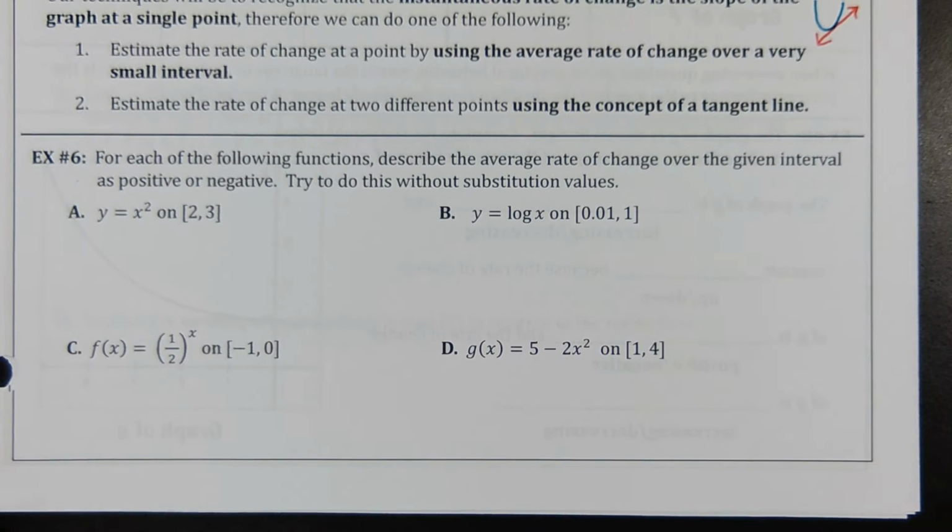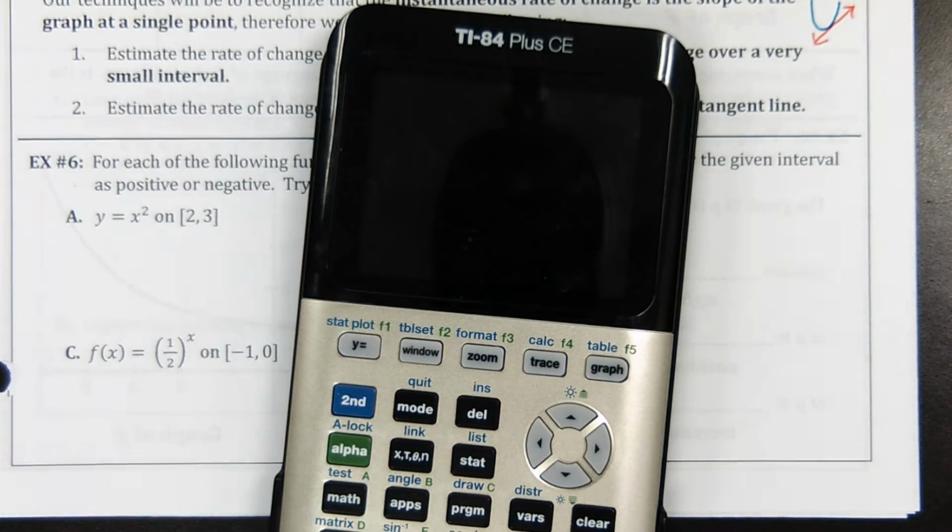For each of the following functions, describe the average rate of change over the given interval as positive or negative, and try to do that without actually substituting in numbers. The way you do that is by having an idea of what that graph looks like. And if you're not sure what a graph looks like, grab your graphing technology.